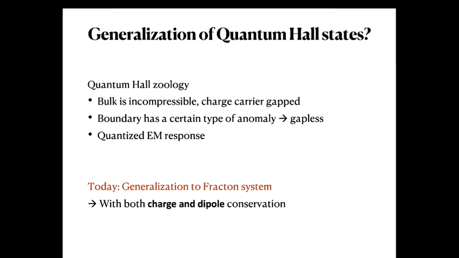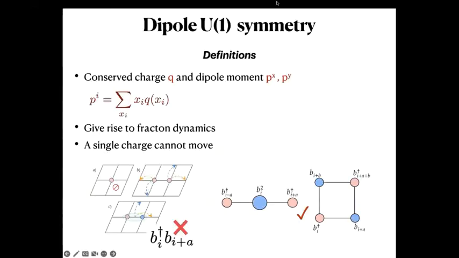Today, what I want to talk about is how we generalize this type of quantum Hall phenomenon to fracton systems. More precisely, we want to seek whether there are any quantum Hall-like phenomena that can appear in a system with dipole conservation. So what is dipole conservation? Yesterday, Dan Song already mentioned dipole conservation, so let's have a brief overview of the definition.